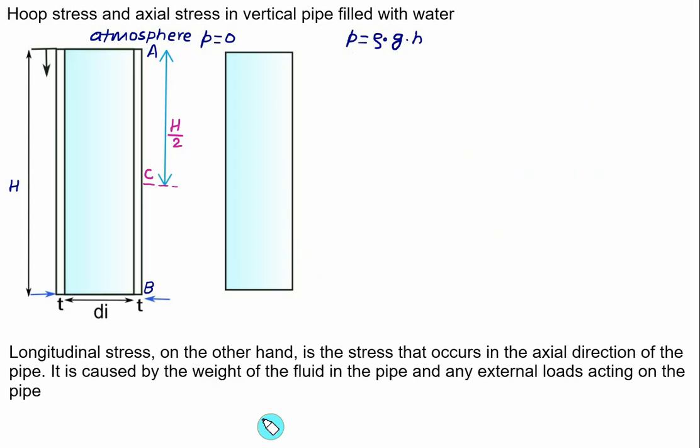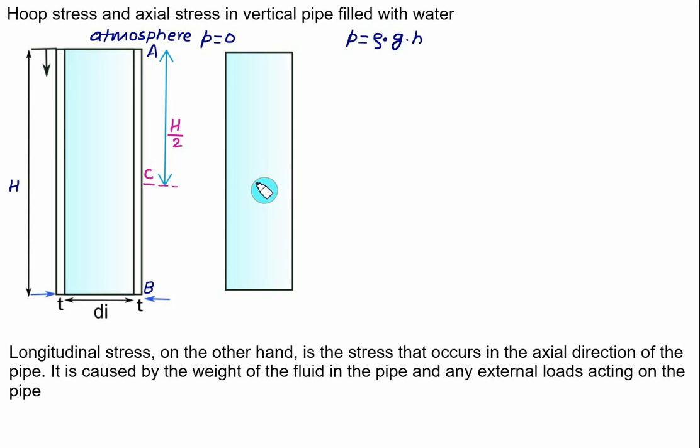Now longitudinal stress, on the other hand, is a stress that occurs in the axial direction of the pipe, and it is caused by the weight of the fluid in the pipe and any external load. If we neglect the external load, then we have a column of water of height H, and it has a density equal to rho.